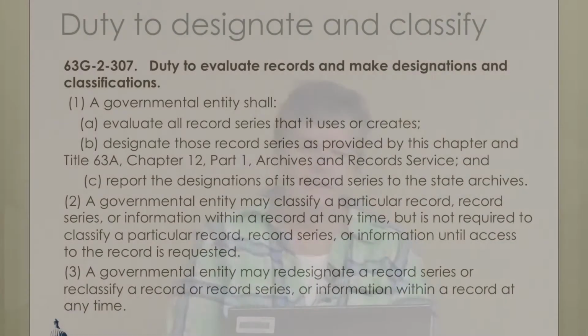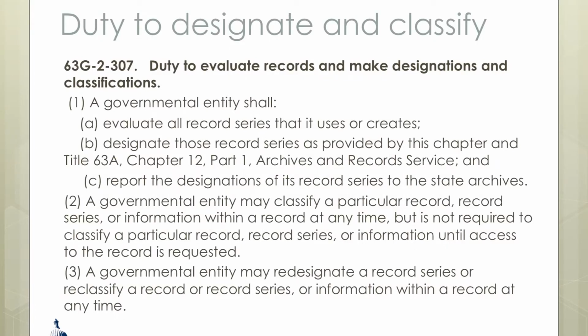Okay. So, this is the next point. Number 307 basically says that it is the duty of every governmental entity to classify their own records, to evaluate every record series that you create and to designate classifications and to notify the state archives. Number 2 says that you can classify a record at any time, but you're not required to classify it until it's requested. So there's no requirement for you to classify anything until that record is requested. And then number 3 says that you can redesignate a record series or reclassify a record at any time. Okay?